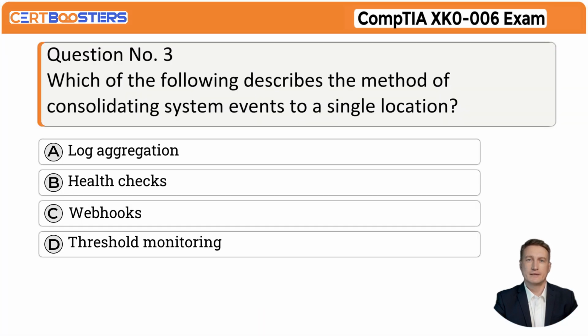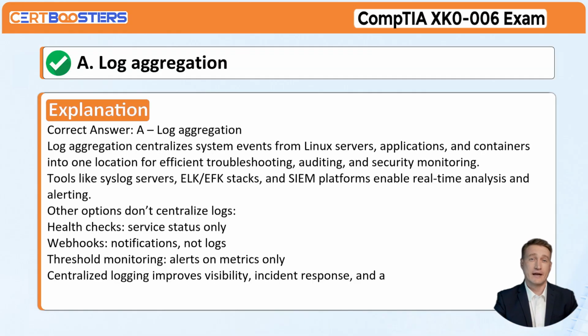Question number 3. Which of the following describes the method of consolidating system events to a single location? A. Log aggregation. B. Health checks. C. Webhooks. D. Threshold monitoring. Answer A. Log aggregation.